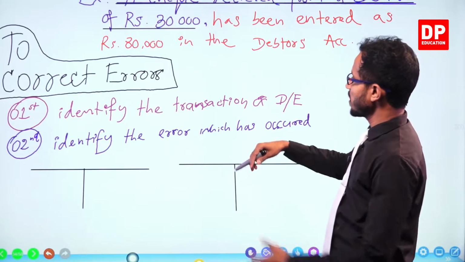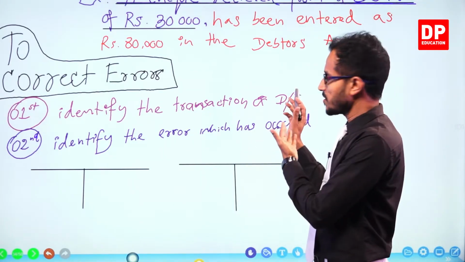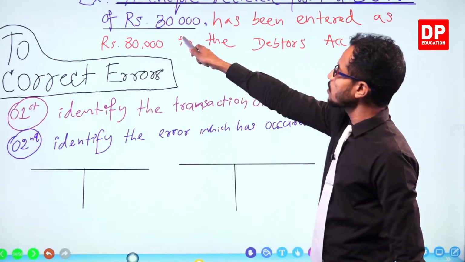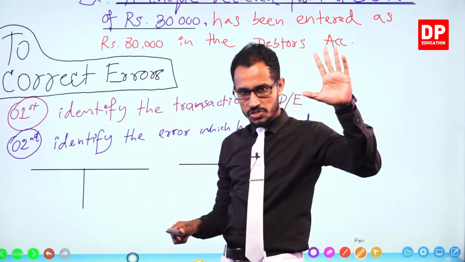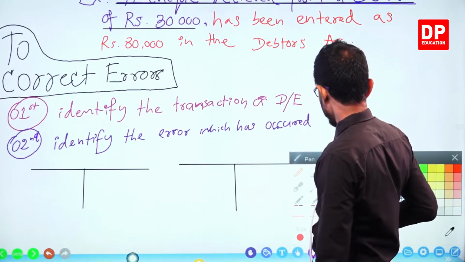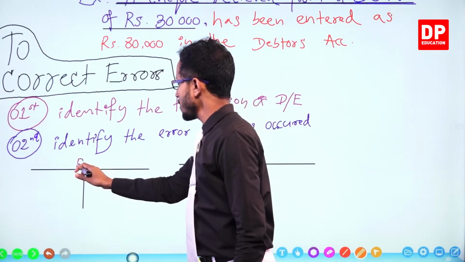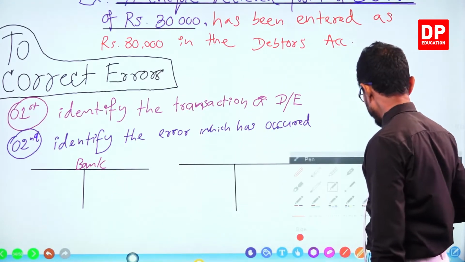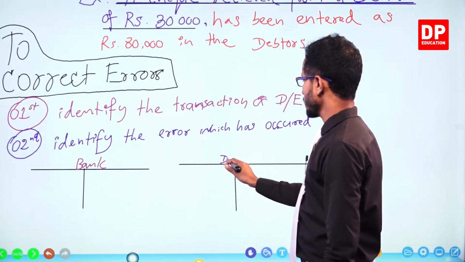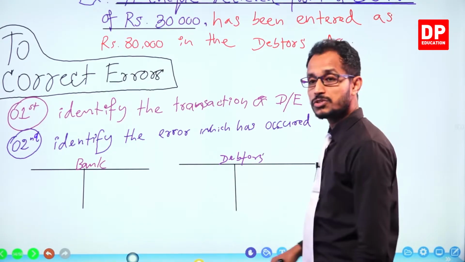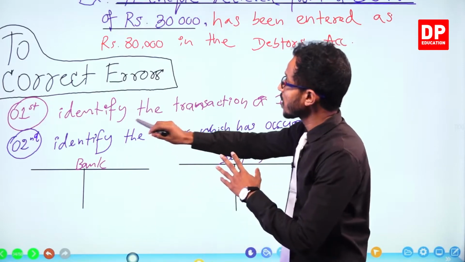Right. Now I'm going to show you the double entry in these accounts. A check received from a debtor, 30,000. If that is the transaction, children, the double entry should be bank account debit, or the bank book debit, debtors account credit. This is the double entry that should be entered for this transaction.